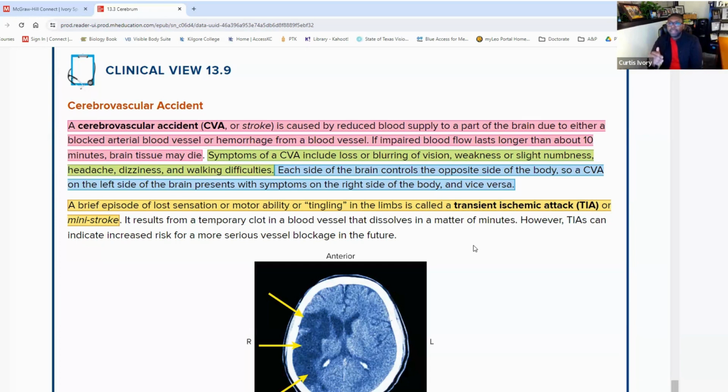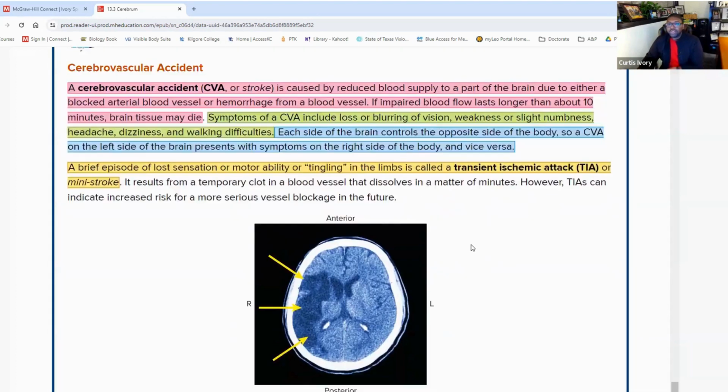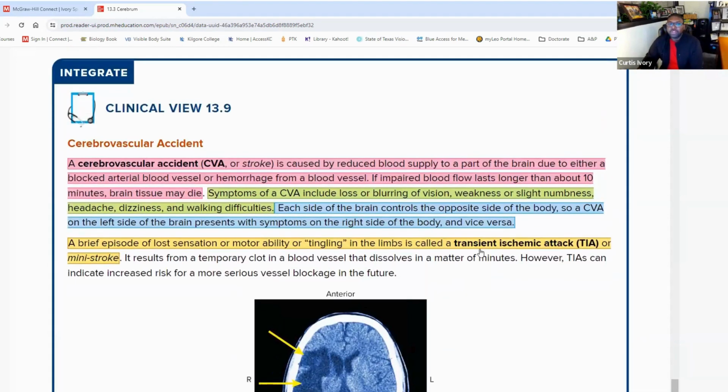Now, you can have what's called a mini stroke, which is a sudden stroke that passes very quickly, called a transient ischemic attack. Ischemia is the word for lack of oxygen, or cells that are lacking oxygen. Just like in a myocardial infarction, an ischemic attack is where cells begin to die because there is a lack of oxygen. So these are the two different types of strokes that we usually see.